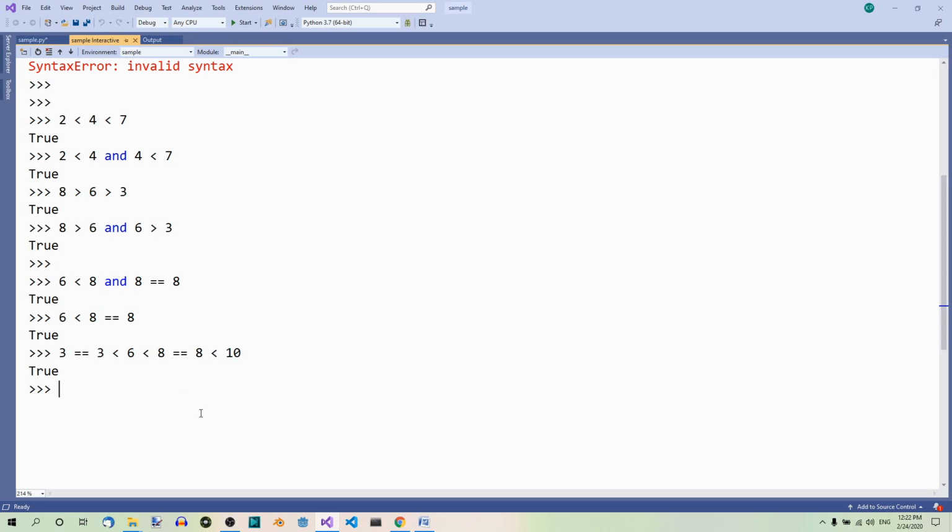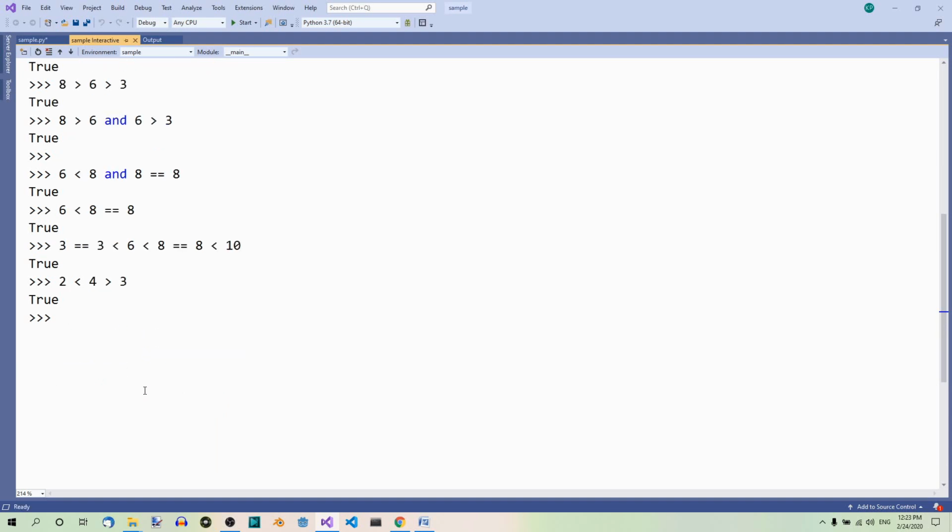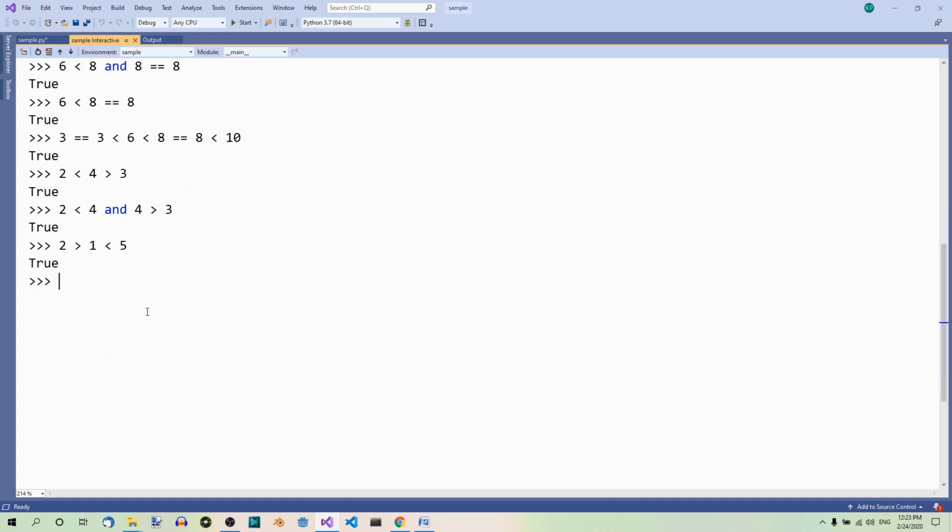Have a look. 2 is less than 4 is greater than 3. This is true because this is the shorthand for 2 is less than 4 and 4 is greater than 3. Or, for example, 2 is greater than 1 is less than 5. It doesn't work in math, it works in Python. This is the shorthand for 2 is greater than 1 and 1 is less than 5.